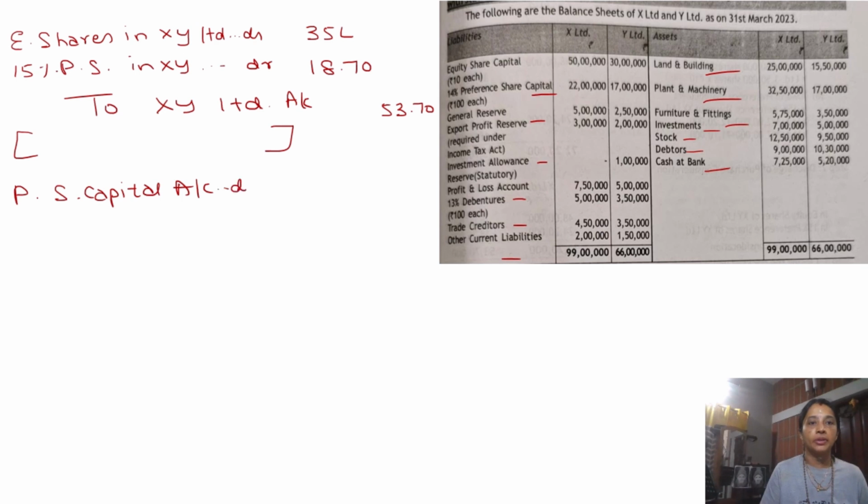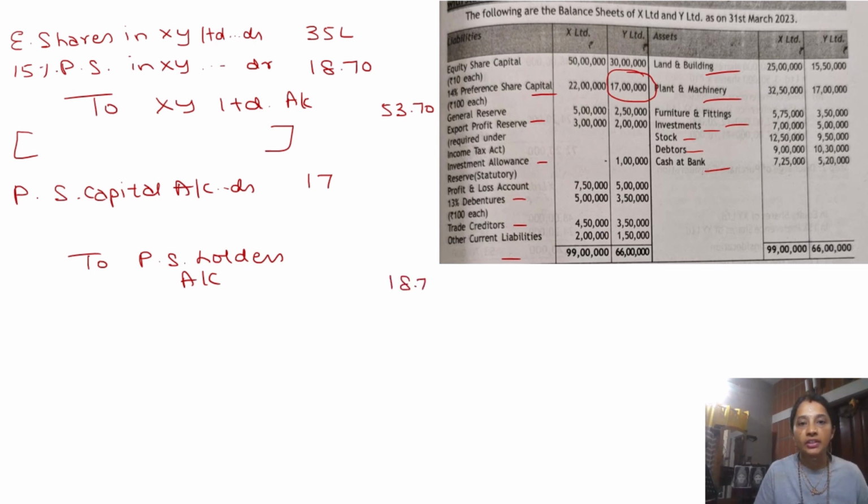Capital account debit. You have to check the balance sheet value. How much is the amount due on preference share capital? The amount due is 17 lakhs. Debit 17 lakhs. To how much have they given? To preference shareholders, they were given 18 lakh 70,000. So the premium amount was 1 lakh 70,000.